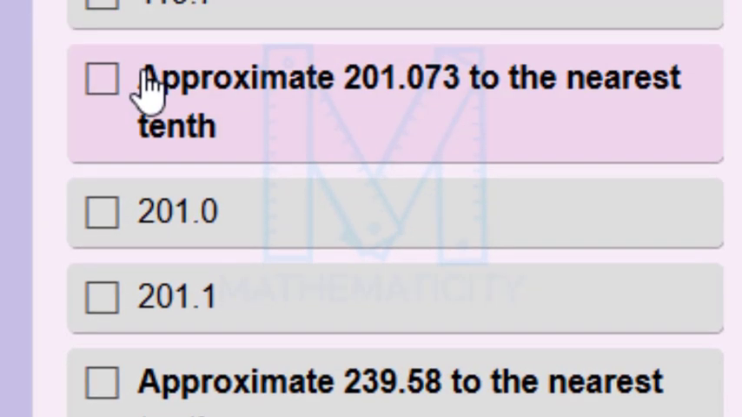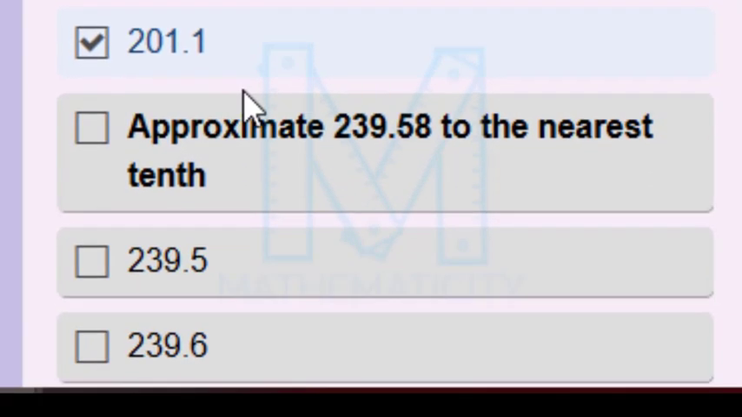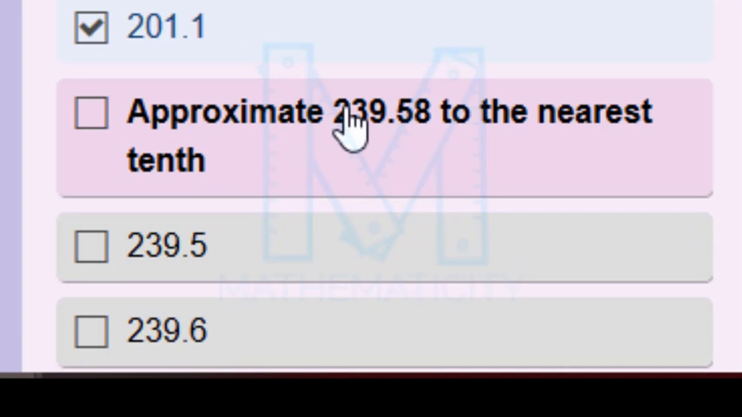And next question is approximate 201.073 to the nearest tenth. The tenth digit is 0, so we're going to round up 7 to make this 0 become 1. So we have 201.100, which is 201.1.